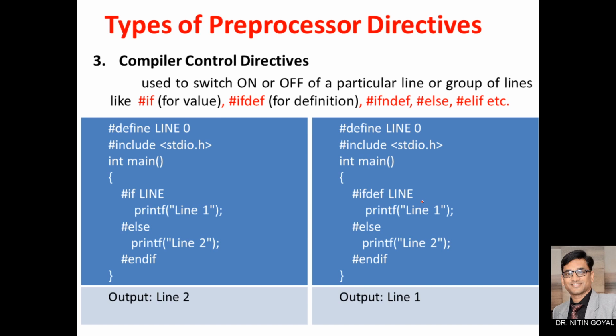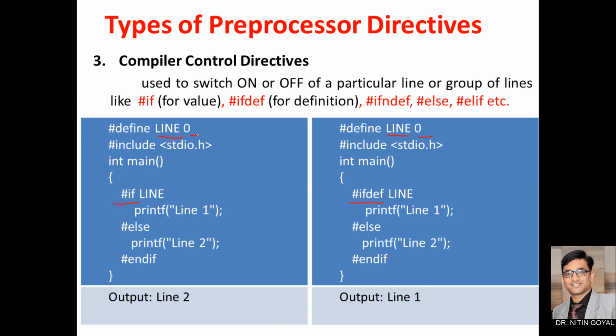There you can see two examples. The difference between these two examples is only here. On the left hand side, #if is used, whereas on the right hand side, #ifdef is used. In both of these programs, we are going to define some identifier, line, with value 0, meaning we are assigning the value as 0.